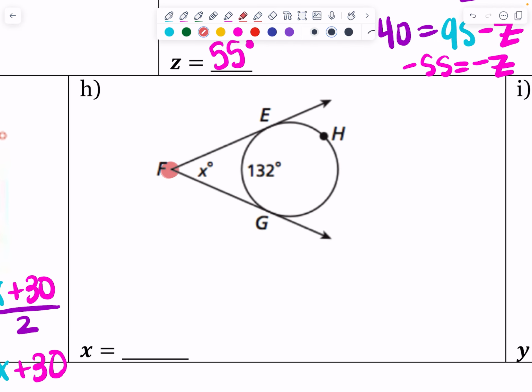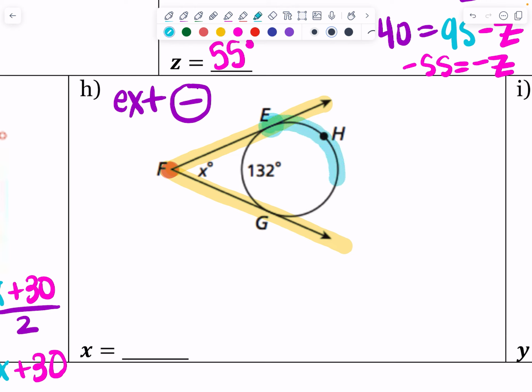Okay, so now we have an exterior intersection again. We have an exterior intersection, so we're going to end up subtracting my arcs. So let's look at this real fast. This appears to be tangent. This one appears to be tangent. And so whenever we have 2 tangent lines, that's going to create the blue part of the circle, and then you're going to have the pink part of the circle. And together those make a full circle, which is 360 degrees.